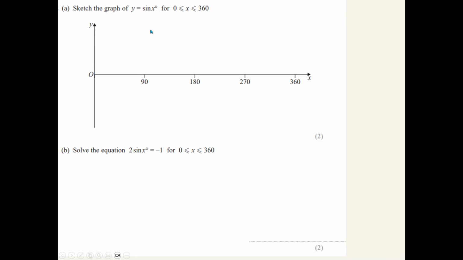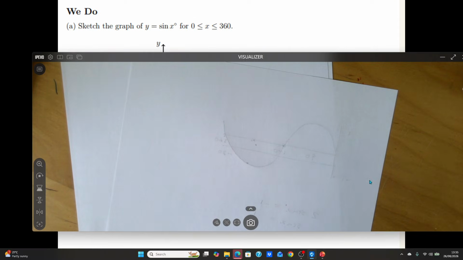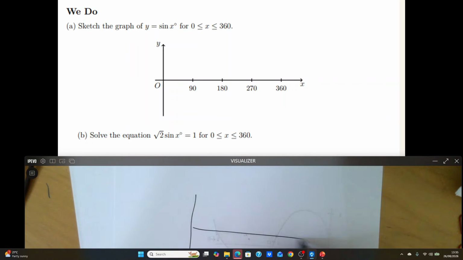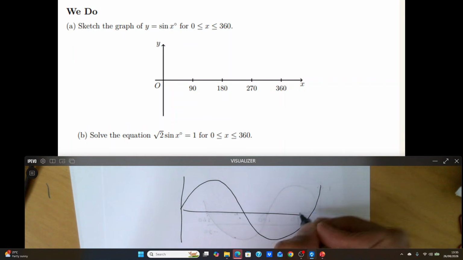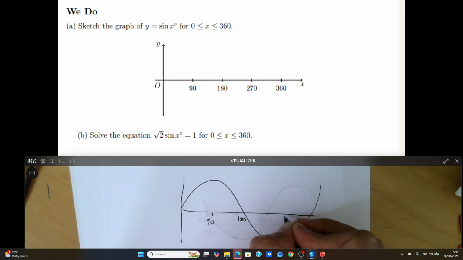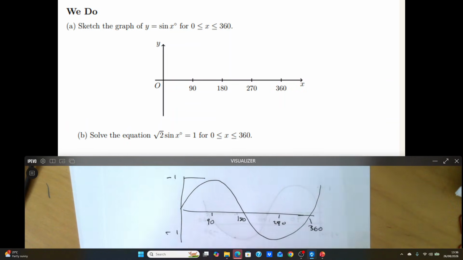Brilliant. Right, have a go at this. Right, graph, you can see it just through the paper, can't you? Same graph, it's the sine graph, hasn't changed. That's 90, that's 180, that's 270, that's 360. That would be at 1, that would be at -1.